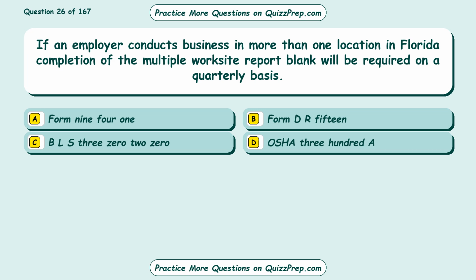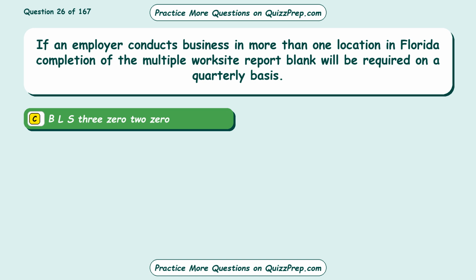Question 26. If an employer conducts business in more than one location in Florida, completion of the multiple worksite report blank will be required on a quarterly basis. Option A, Form 941. Option B, Form DR15. Option C, BLS 3020. Option D, OSHA 300A.